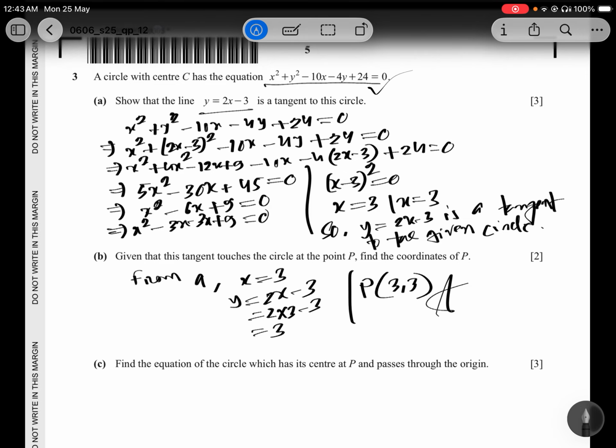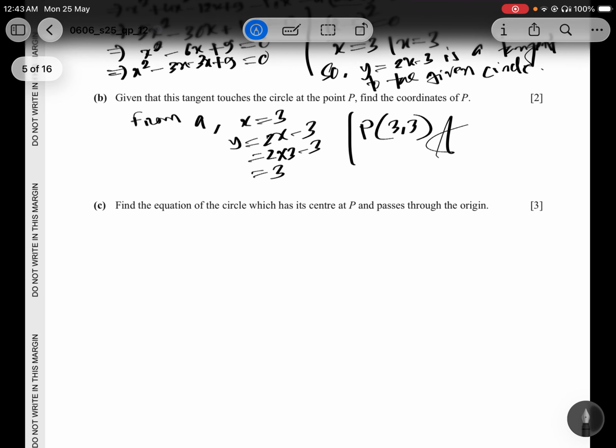Okay, curve, I mean the circle, straight line. I input here, calculated. Okay. Find the equation of the circle which has its center at P, passes through the origin. Center, let's check. P is (3, 3).